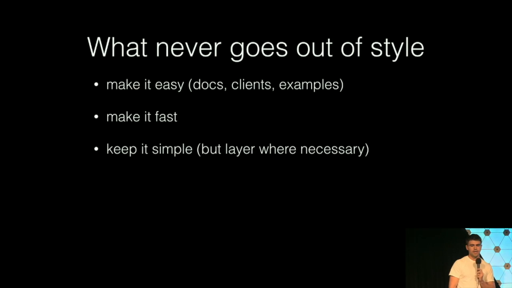The last one is to keep it simple. Simplicity tends to override kind of most of these other principles and allows you to do more with less in the long run. And the caveat there is that you actually just layer in where necessary. If you need a higher level API or a lower level API, you give those to the clients, but the fundamental data model stays the same.